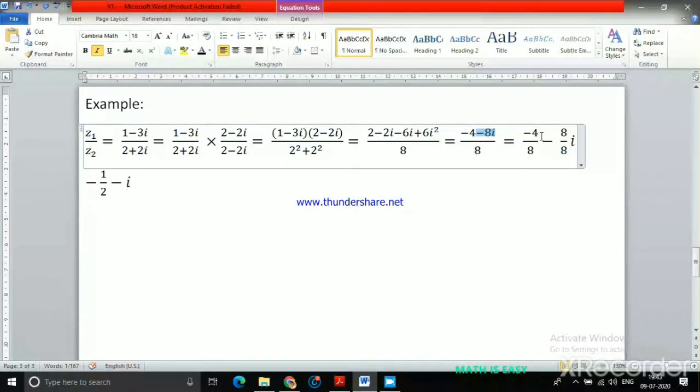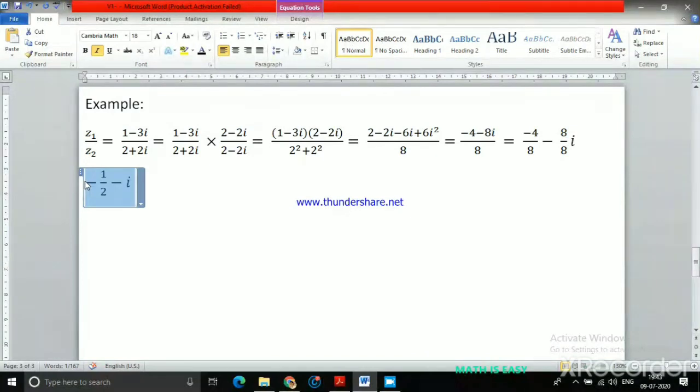Here I have separated the denominator to represent it in the standard form: minus 4 upon 8, minus 8i upon 8. If you want to simplify further, 4 will get cancelled twice, so it will be minus 1 by 2. Minus 8 and 8 will get cancelled, so 1 will come, and 1 into i is going to be i. So the final answer is going to be minus 1 by 2 minus i.